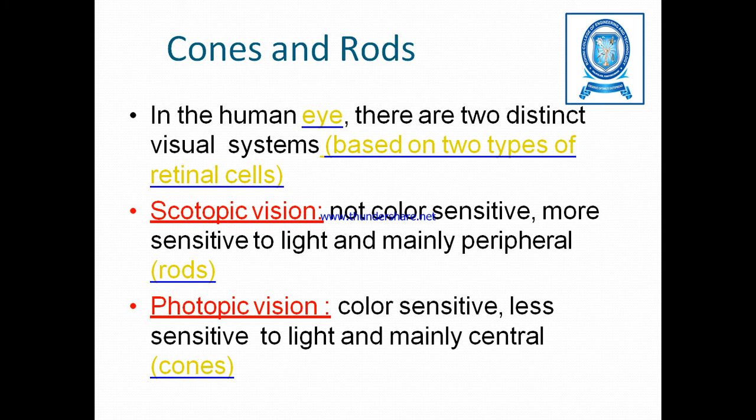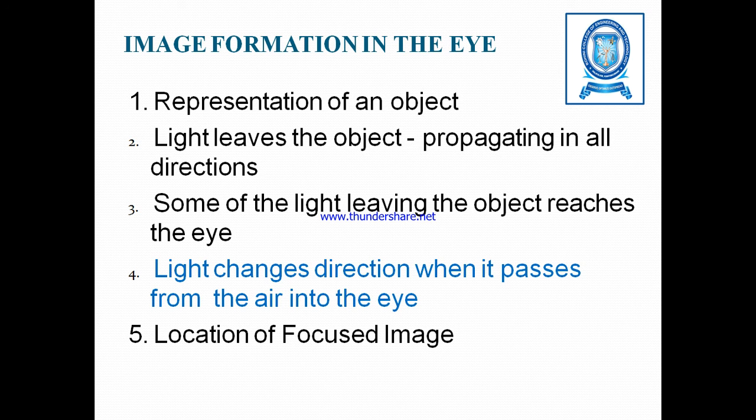Okay, so for rods and cones, there are two visions as we saw earlier, scotopic vision and photopic vision. Scotopic vision is not color sensitive, whereas photopic is color sensitive. Scotopic is more sensitive to light, that is, the rod plays the main role, whereas in photopic vision the cone plays the main role.